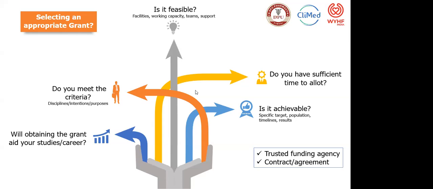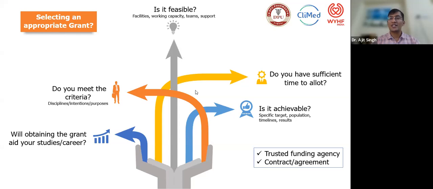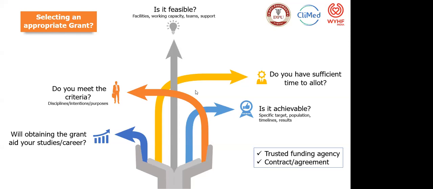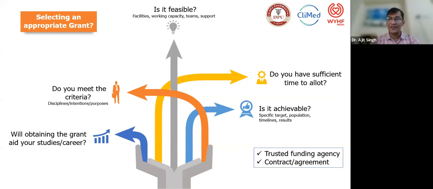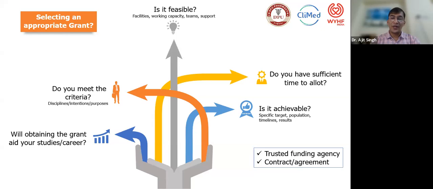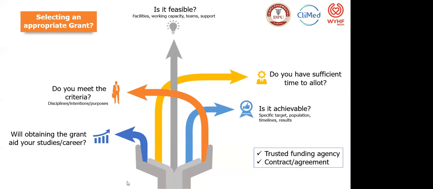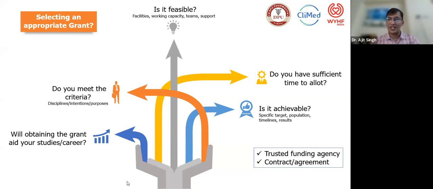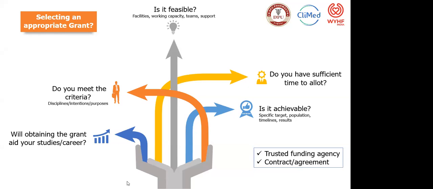Now, what is the next question I should ask myself before going to this grant? What should be the next question? Is it feasible? Feasible in the sense whether my facility, my college, my institution, my organization allows me to do this. Whether we have those facilities. Suppose they're asking for COVID-19 genetic testing. If someone is asking in the grant that if you have the COVID-19 genetic testing facilities, then only it will be provided.